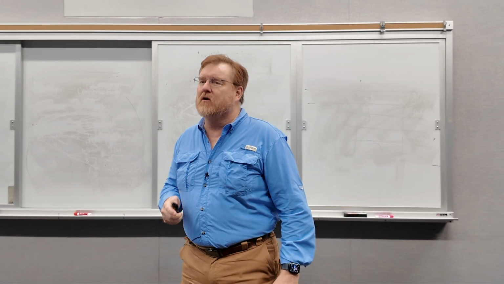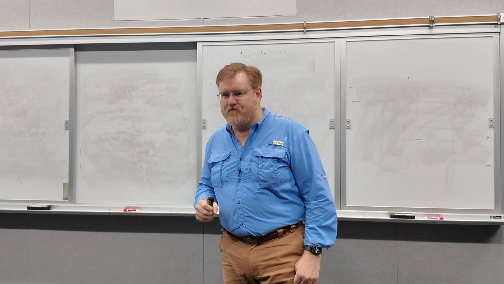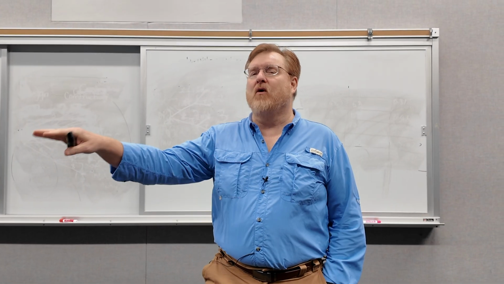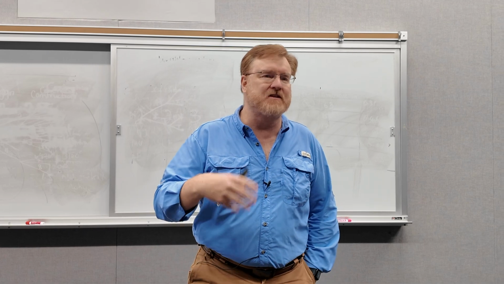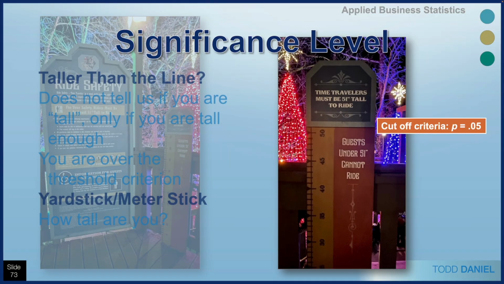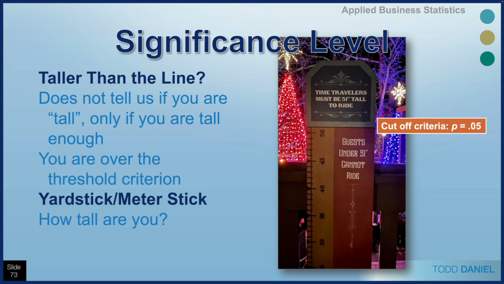But here is what we're learning from that cutoff score. The standard for are you tall enough to ride is the same as a p less than 0.05 critical value. Being taller than the line doesn't tell us if you're tall or how tall you are. It only tells us if you are tall enough to exceed this criteria. You are over the threshold criterion.